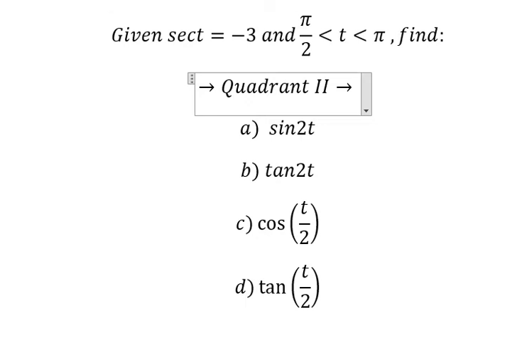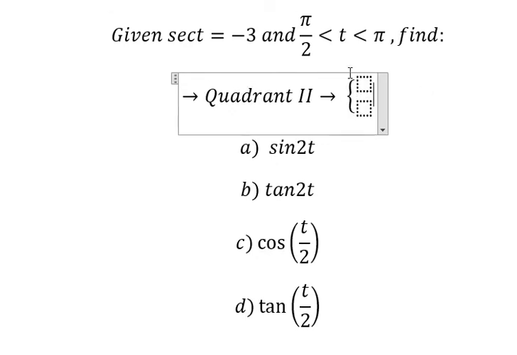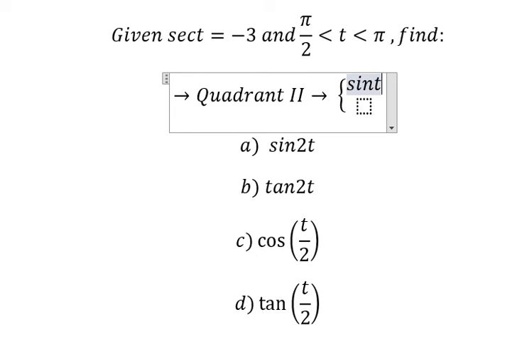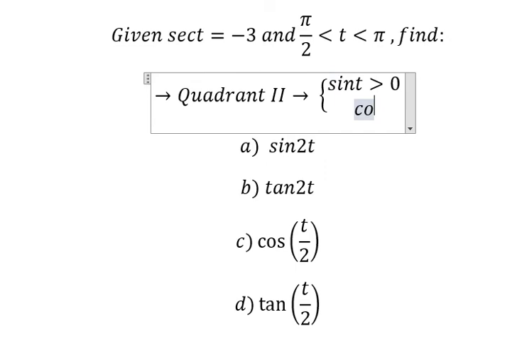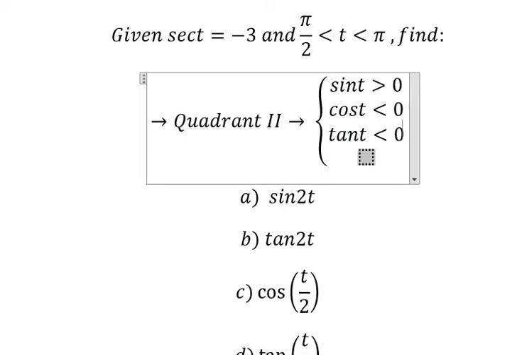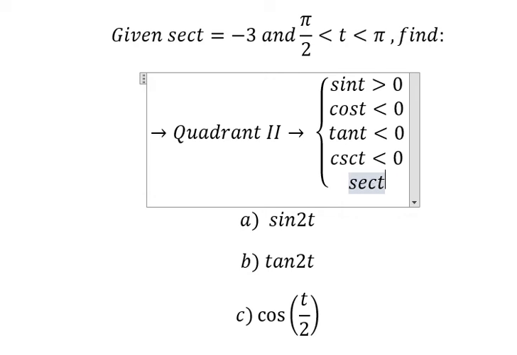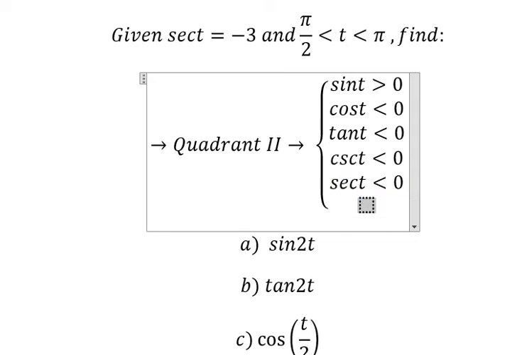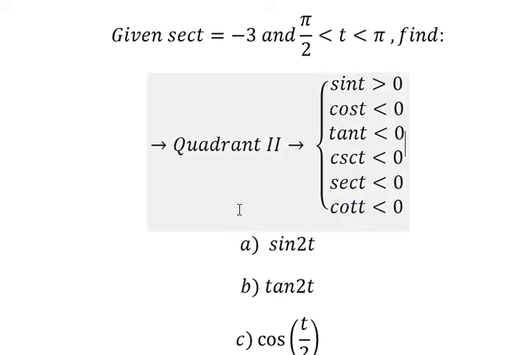So we know that sine t will be positive, cosine t will be negative. The next one, tan t will be negative, cosecant of t will be negative, secant of t will be negative, and cotan t should be negative. So we will use this to analyze the sign in this situation.